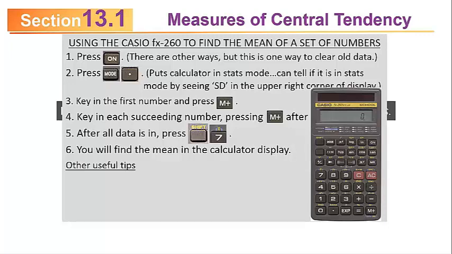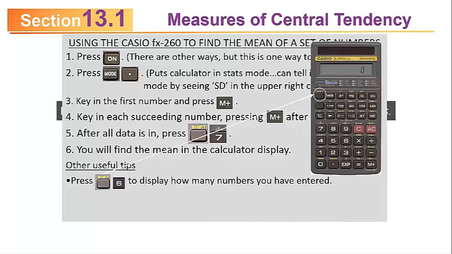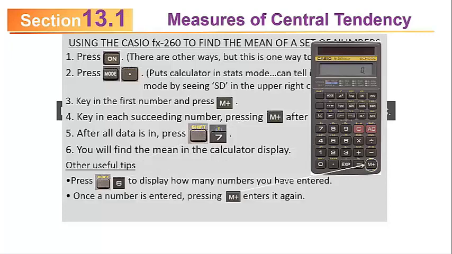There are a couple of other useful tips I'll mention. If you press Shift 6, it'll show you how many numbers you've entered. That can be useful because if you're typing in a list of, say, 10 numbers and you accidentally miss one, or accidentally enter one twice, one way to catch that is by pressing Shift 6. If it doesn't come up with the right number of numbers, you know there's a mistake. Also, once a number is entered, if you press M+, it enters the number again without you having to type the number in.